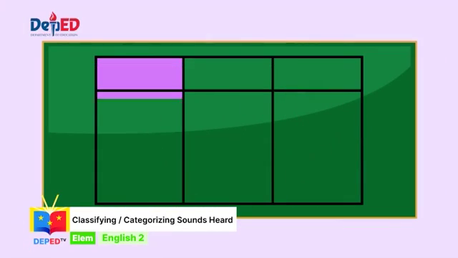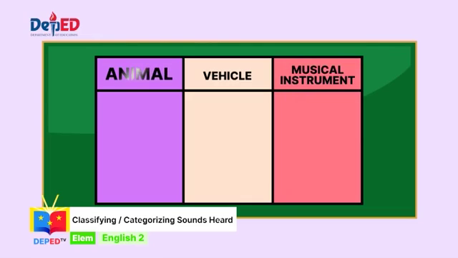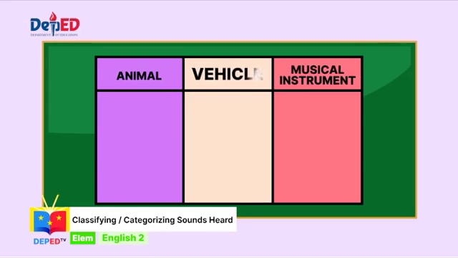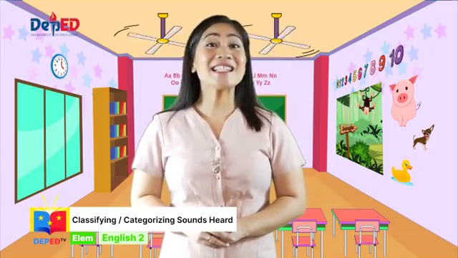Draw a table with 2 rows and 3 columns. Write on the first column the word animal. On the next column, write the word vehicle. And on the last column, write the word musical instrument. Once you hear the sound, write down in the appropriate column the name of the animal, vehicle, or musical instrument that produces the sound. Are your tables ready? Now, let us start listening.